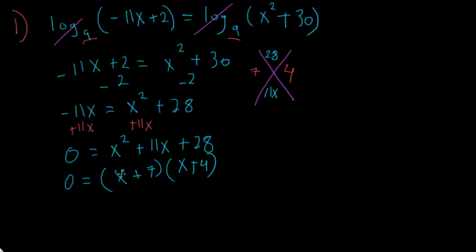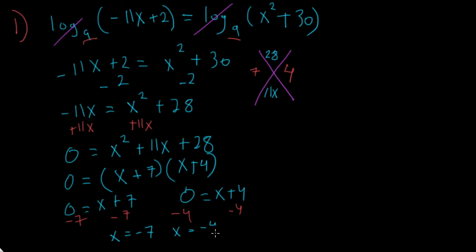All right, now we now know that each of these can be equal to 0, right? So we have 0 is equal to x plus 7, and 0 is equal to x plus 4, because if one of these was 0, it would give you 0 overall. So then we just subtract 7, subtract 7, subtract 4, subtract 4. All right, and this gives us x equals -7 and x equals -4. And these are our two answers here.